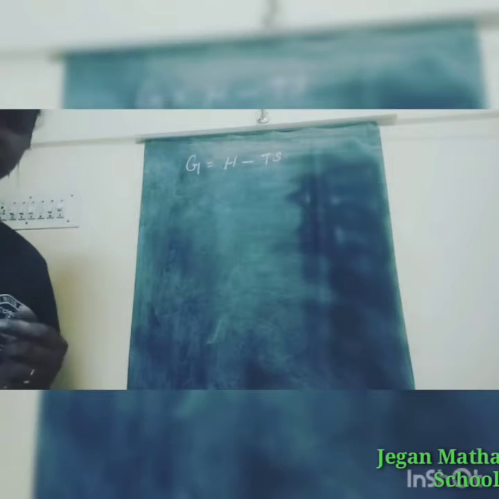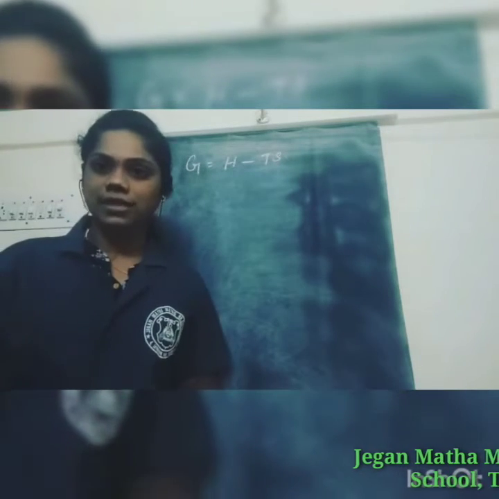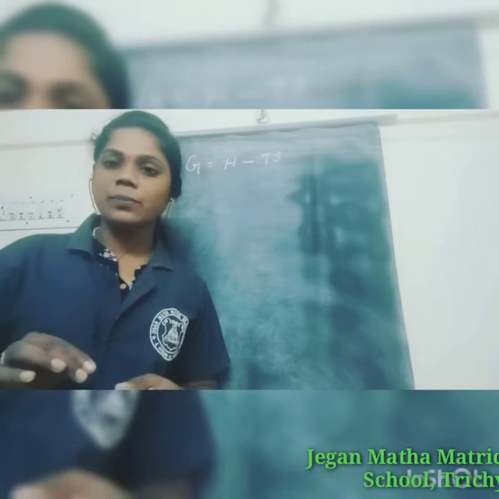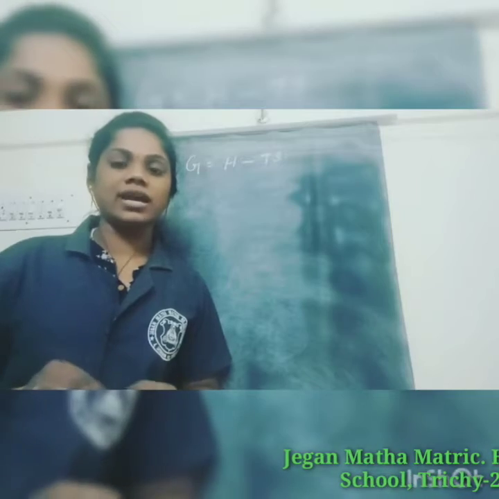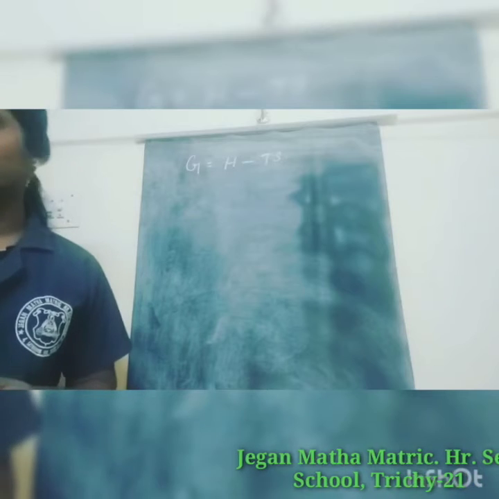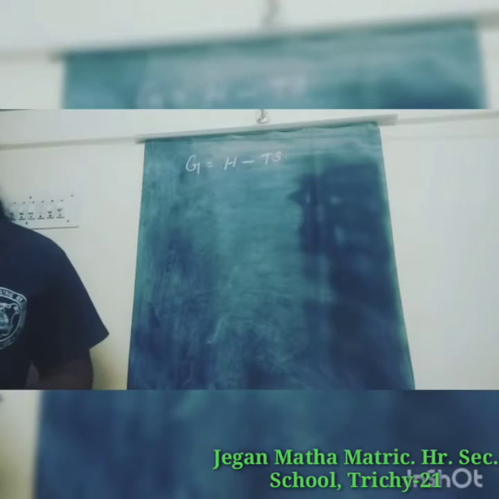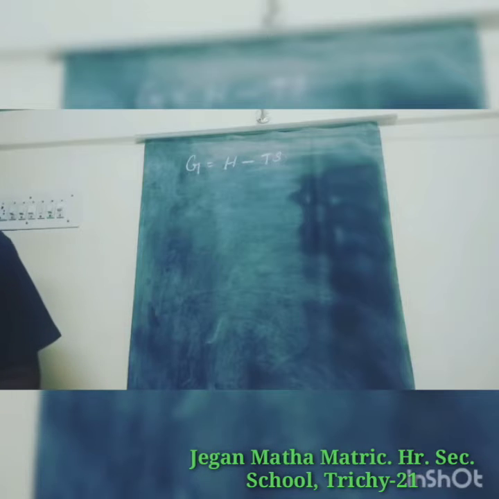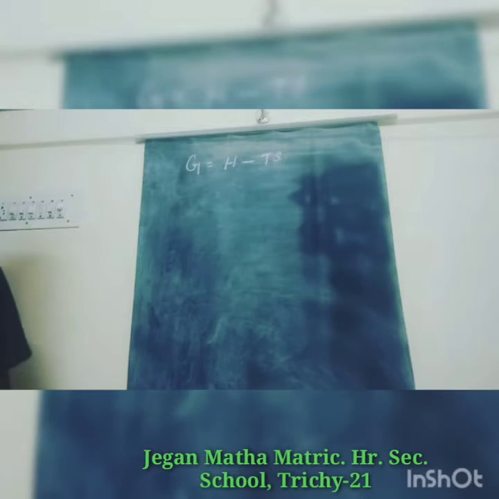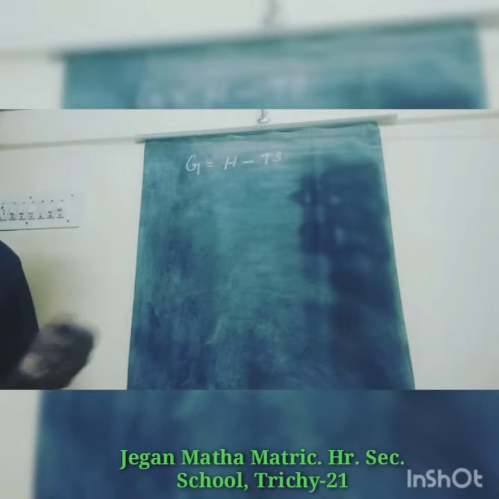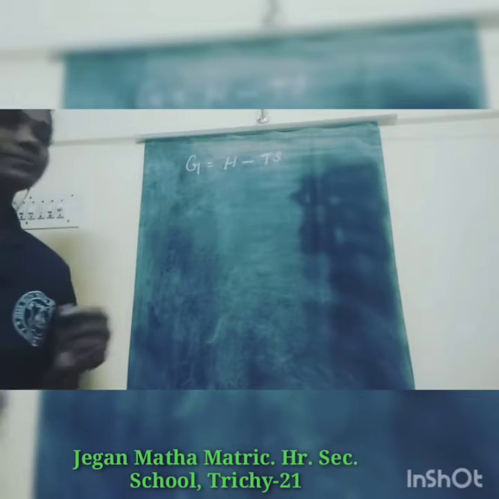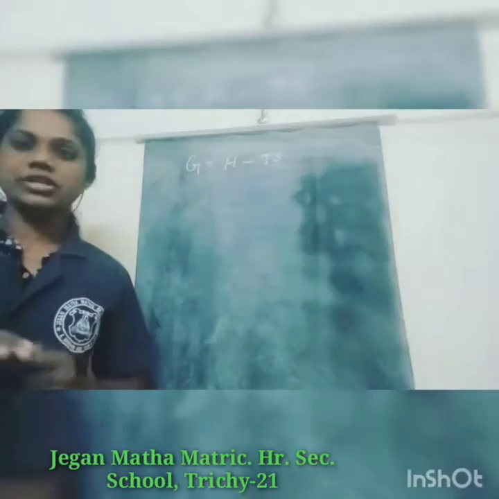So what do you mean by Gibbs free energy? Gibbs free energy is G is equal to H minus TS. Here G is the extensive property Gibbs free energy, H is enthalpy, T is temperature and S is entropy. Extensive property means the property that depends on the mass or the size of the system. Then what do you mean by intensive property? That does not depend on the mass or size. But Gibbs free energy is an extensive property only.